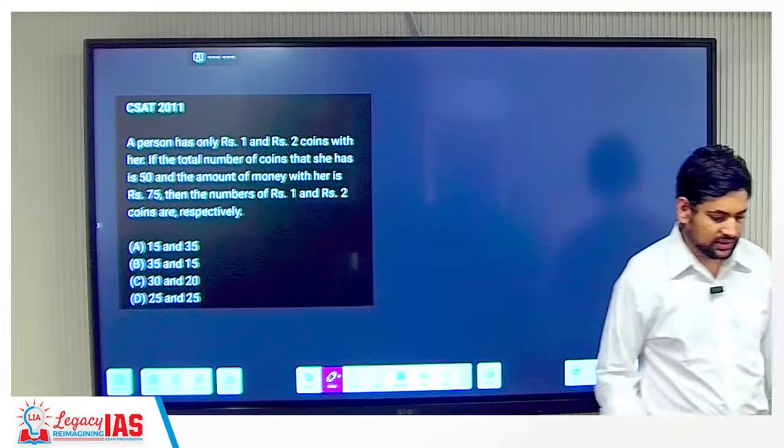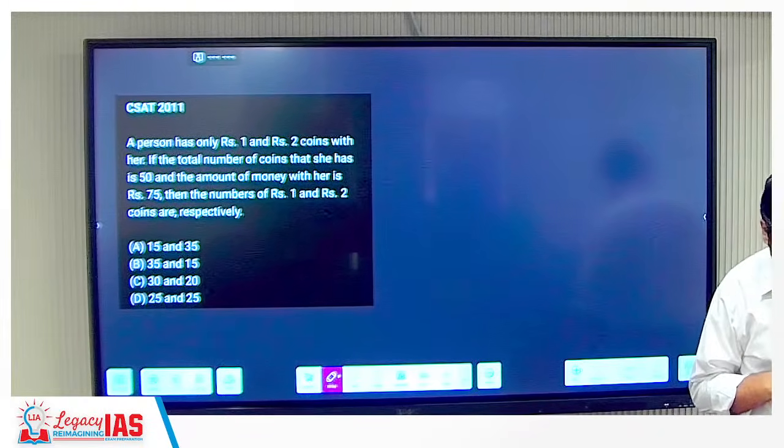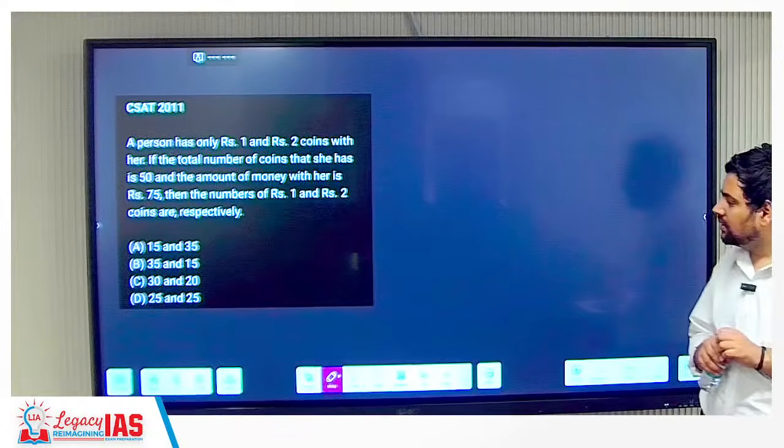Then, yeah, do this. This is not directly ratio, but very similar. You have to form equations.